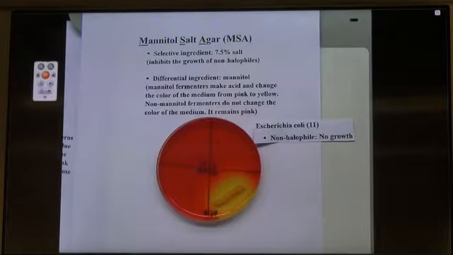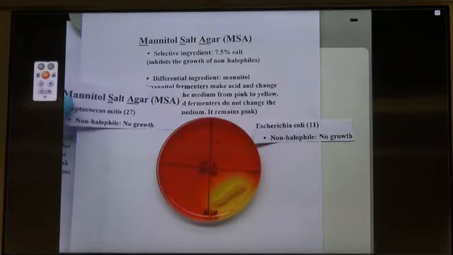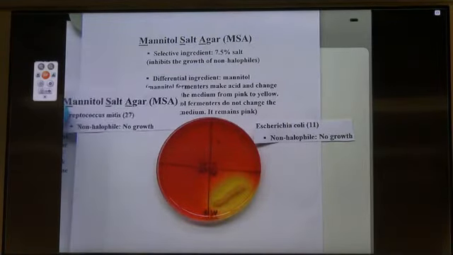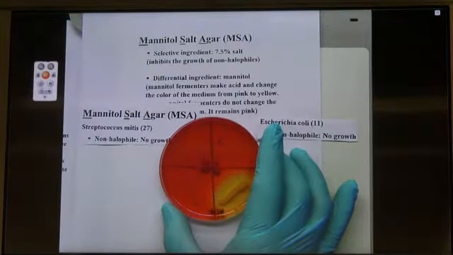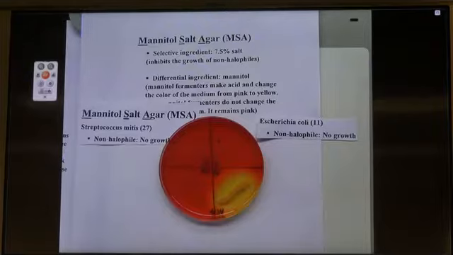The other non-halophile is Streptococcus mitis, number 27. This one right here. Do we have any growth there? Nope. Streptococcus mitis.